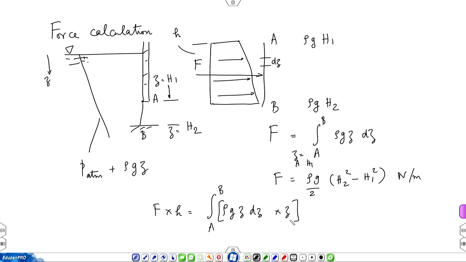It's Newton per meter. I mentioned it. Units are Newton per meter. Per meter is normal to the plane of the blackboard.